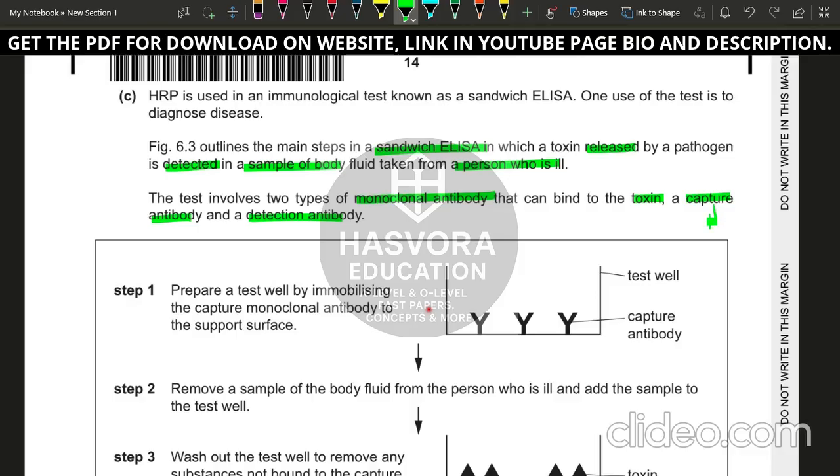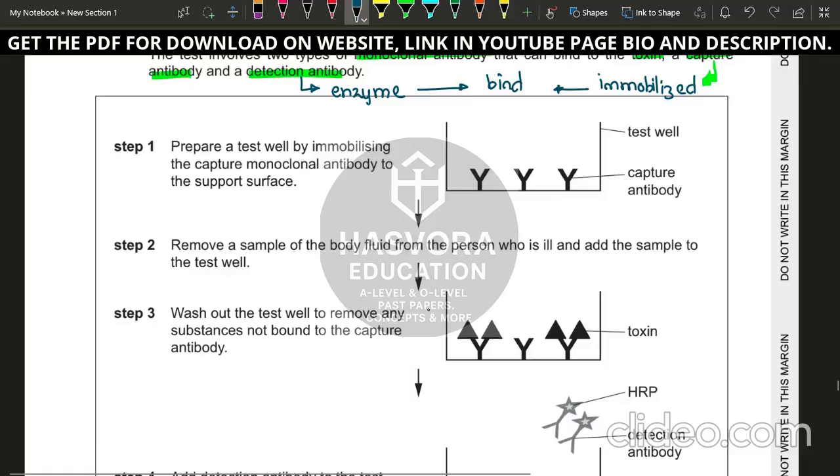So now let me tell you something about the capture and the detection antibody. The capture antibodies are immobilized and fixed antibodies that capture that pathogen, while the detection antibody then binds to that pathogen and it actually contains the enzyme. So they contain your enzyme, but both have the similarity to bind to the pathogen. So first of all, step one is prepare a test well by immobilizing the capture monoclonal antibody to support the surface. So you can see that they are fixed to the surface.